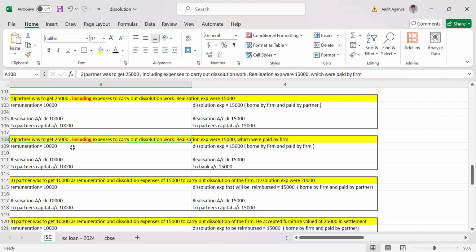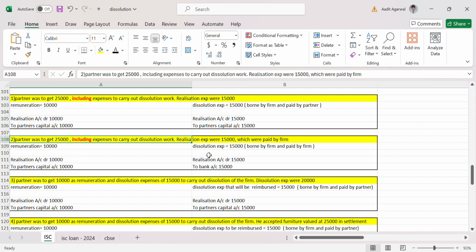Partner was to get 25,000 which includes dissolution expenses also, and now the sentence says dissolution expenses were paid by the firm. In the previous scenario it was not mentioned who had paid it. Here it is clearly mentioned it is paid by the firm. So again I will break this 25,000 into dissolution expenses of 15,000. So remaining is 10,000 for remuneration. So for remuneration the entry becomes realization debit to capital. That's the entry for remuneration always.